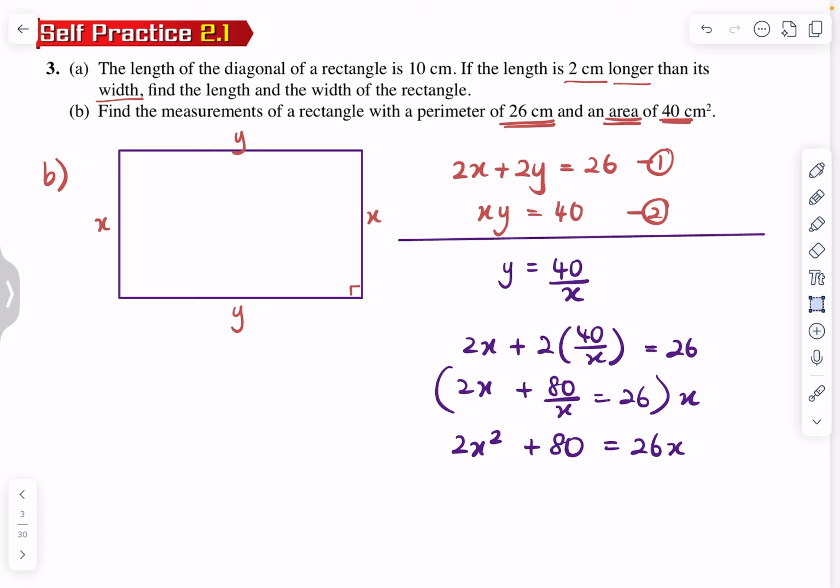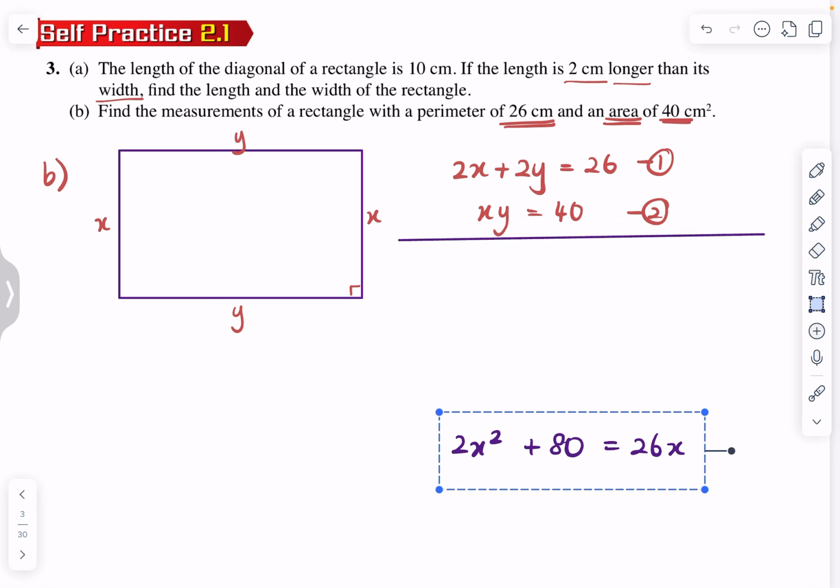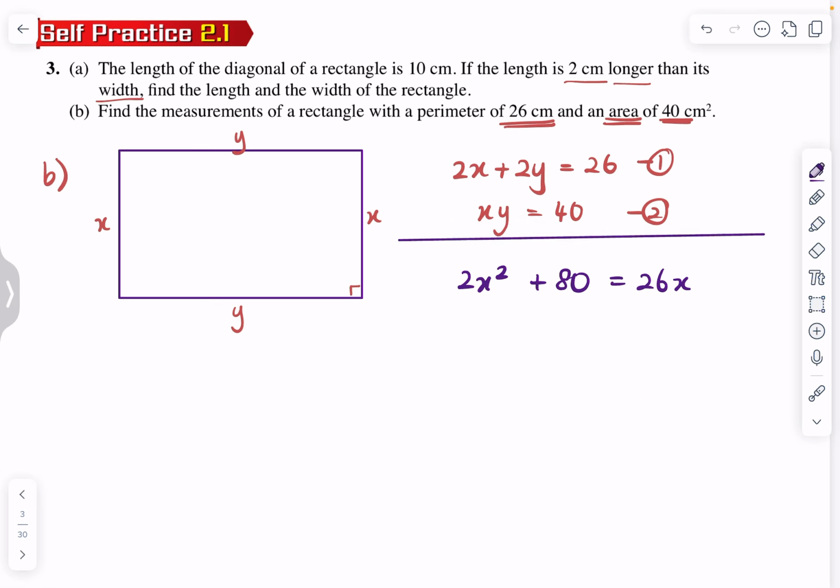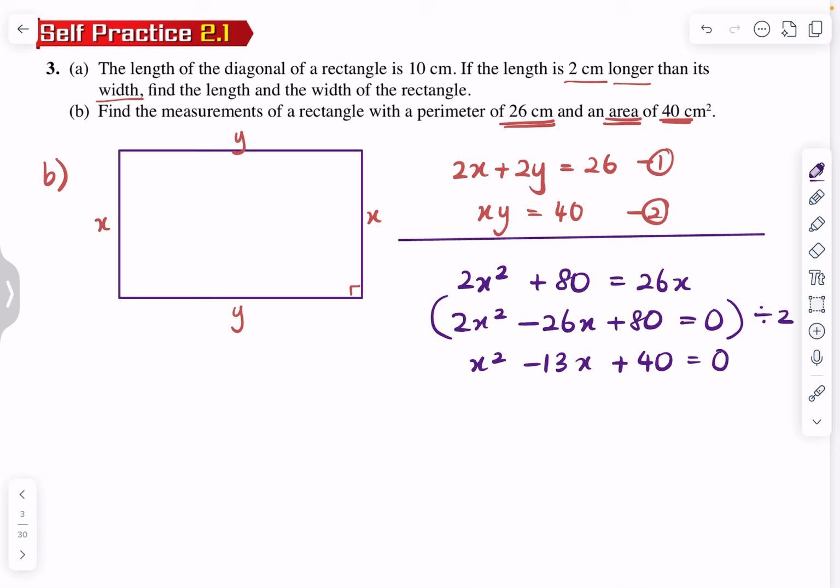Okay. Then got no space here, so I delete. From here we have to rearrange and factorize. So 2x squared minus 26x plus 80 is 0. Whole equation can be divided by 2. So we divide it first. We get x squared minus 13x plus 40 is 0. Okay, now we can factorize it.